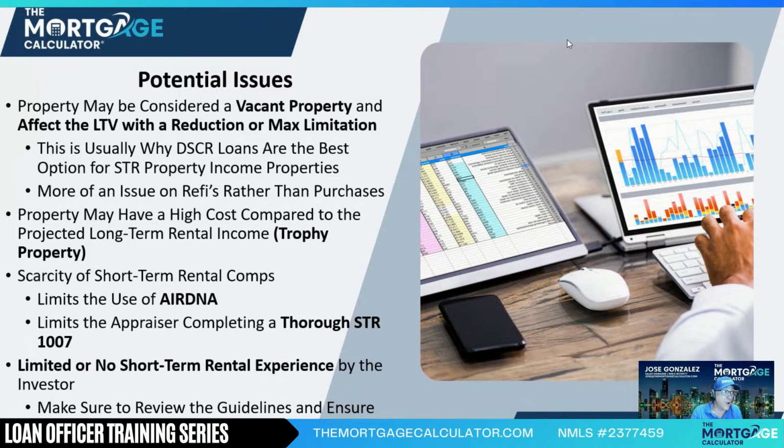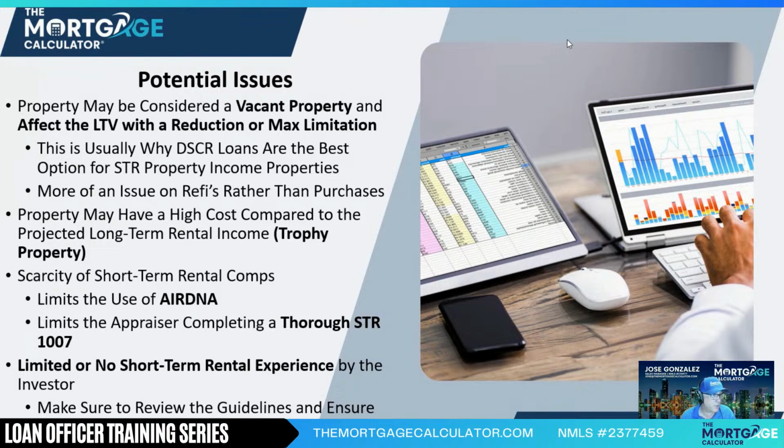That brings us to our next point here. Another potential issue with your short-term rental property loans is scarcity of short-term rental comps, because then that's going to limit the use of AirDNA again, right? Now, AirDNA has a version that is accessible to the public. You just have to register for it, and then you can do your preliminary research that way as well. In some cases, the underwriter may want to pull their own as a quality control check, but you can definitely go check the databases and see what that is.